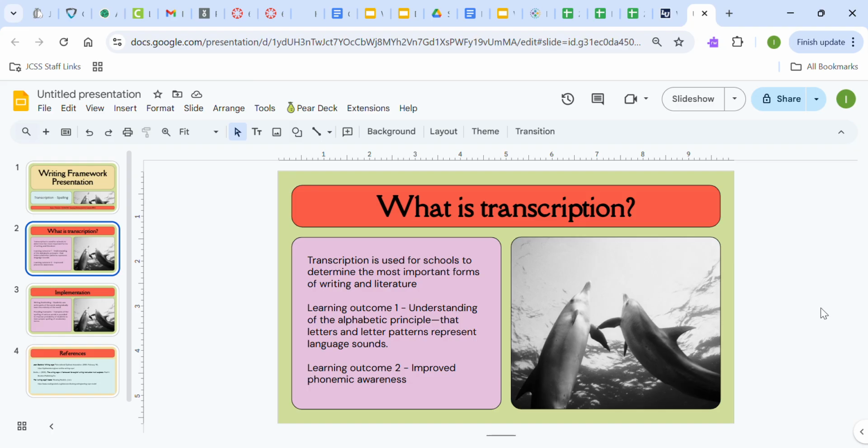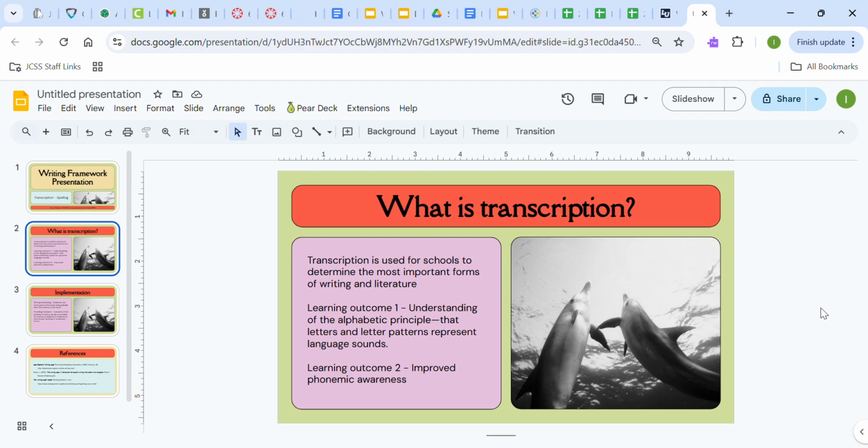So first, we're going to look at what is transcription. Transcription, simply defined, is something that is used by schools and for schools that helps determine the most important forms of writing and literature that needs to take place within a classroom setting.